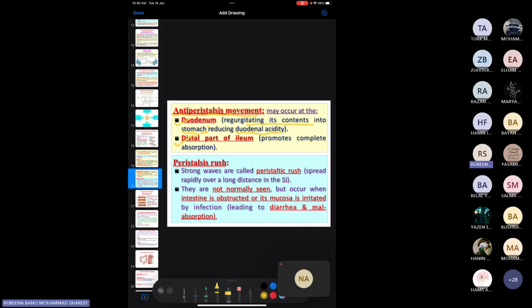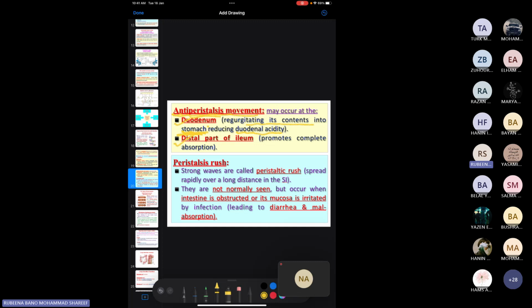Okay, but the stomach has the gastric mucosal barrier, so there is no damage. But when this acidic food enters the duodenum, it gets irritated. A large amount of acidic food, the duodenum cannot handle it. So some of the food regurgitates back into the stomach through antiperistalsis.